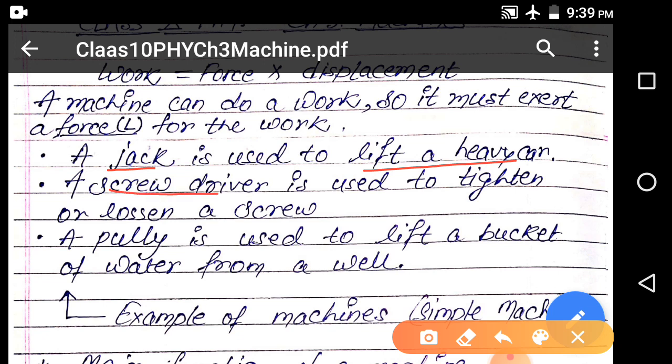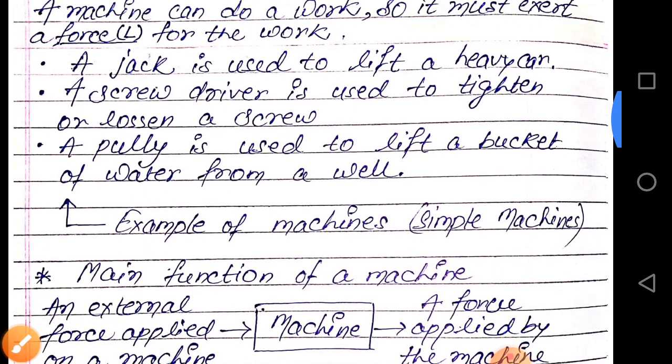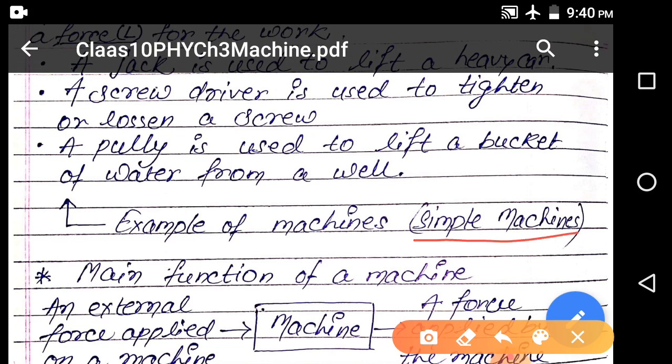A screwdriver, a pulley. Pulley, the spelling here is wrong. Pulley it is. So those are the examples of machine, and those can exert a force on a subject on which work is to be done. Like a screwdriver exerts a force on the screw in order to loosen or tighten it. Like a pulley exerts a force on the bucket of water. In this way, all those are the examples of simple machine.